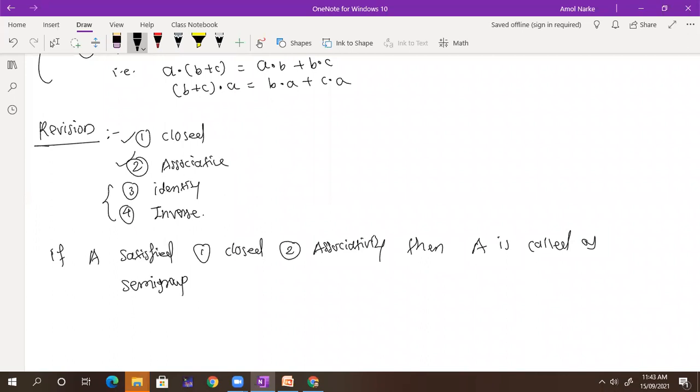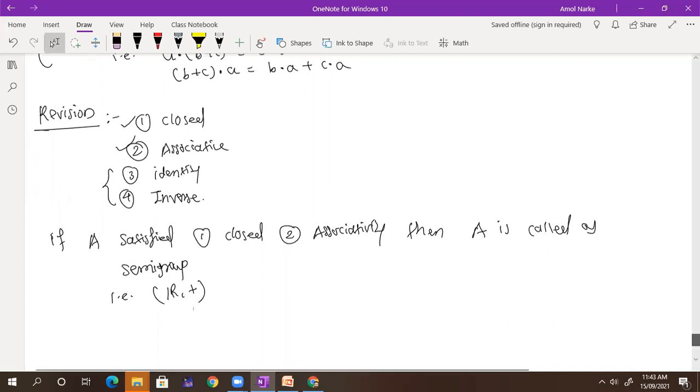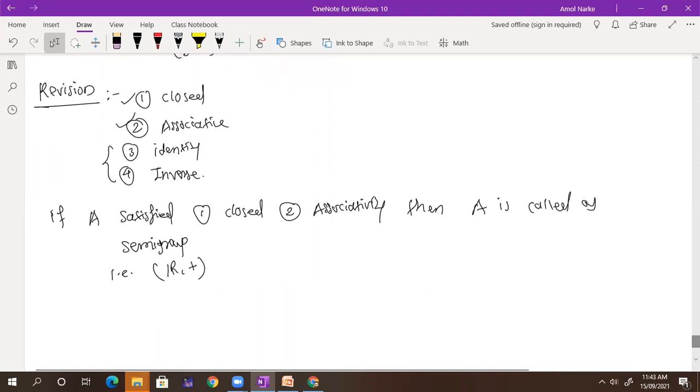Any example? Whether R plus is a semigroup? Sir, can you repeat once again? So I am saying what is satisfied. If A satisfies the closed one and associative one, then A is called a semigroup. It means if the identity and inverse conditions are there, no problem; if not there, also no problem. I am just checking whether it is closed and associative. Yes, then it is a semigroup.